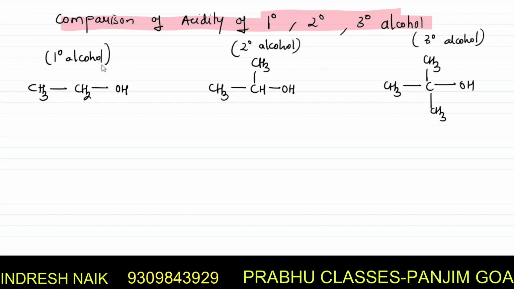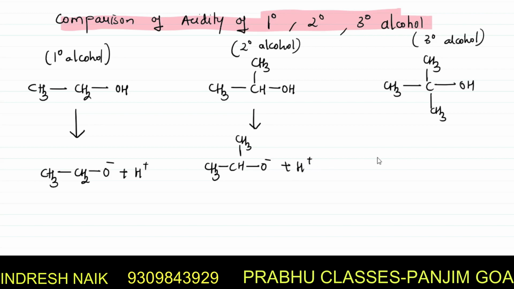This is tertiary alcohol. So what is the meaning of acid? The meaning of acid is that it will split. Okay, it will split this way: CH3, CH2, O minus plus H plus. Then this is acting as an acid. Okay. Over here, how will the splitting take place? It is this way: CH3, CH, CH3, O minus plus H plus. And here, how is the splitting going to take place? The bond which is going to break.